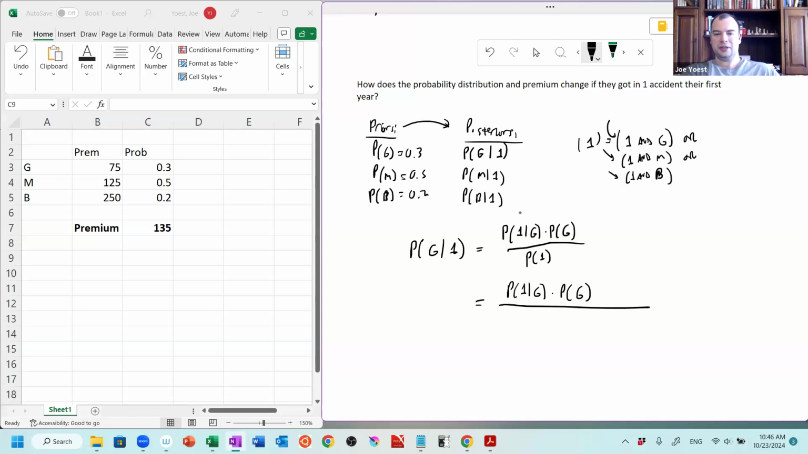Probability of one and good is probability of one given good times probability of good. Probability of one and moderate is probability of one given moderate times probability of moderate, and then plus probability of one given bad times probability of being a bad driver. These conditional probabilities are what I get from the table above, and the probability of good, probability of moderate, and probability of bad by themselves, those are our priors.